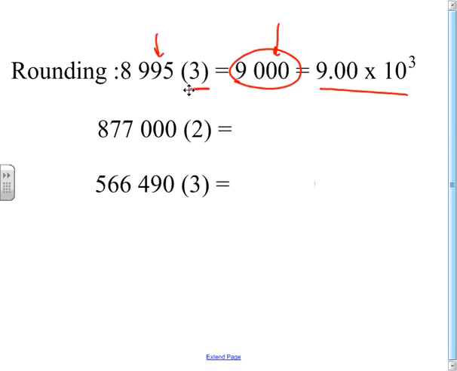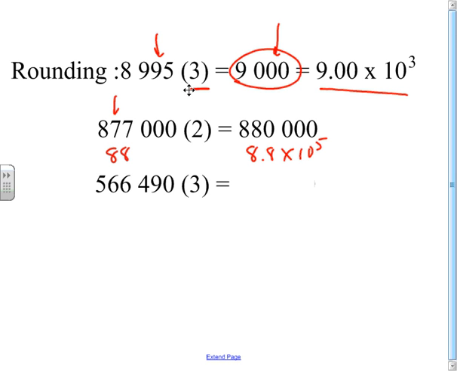If I want to round 877,000 to 2 significant figures, I need to round to this place. Again, I'm not going to go 88. That is not even near the correct number. You need all those zeros at the end as placeholders, and so 880,000 is correct. I could do 8.8 times 10 to the 5th. That would also be correct. Both of those have 2 significant figures.